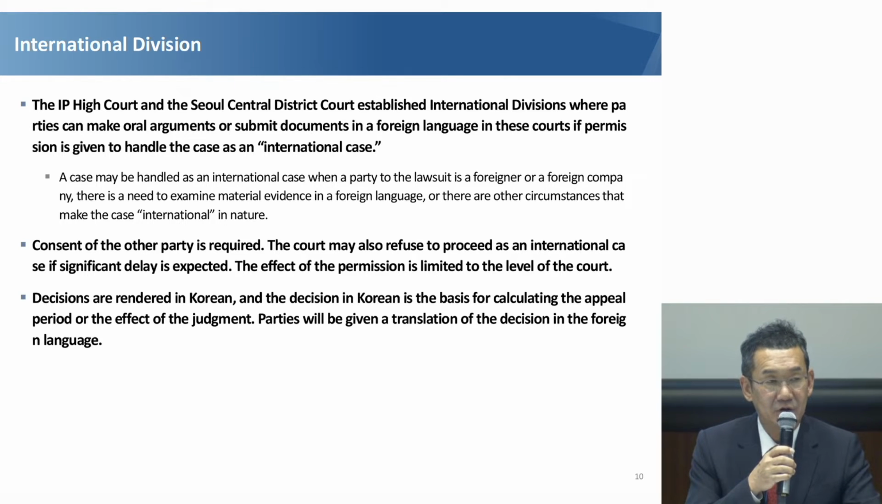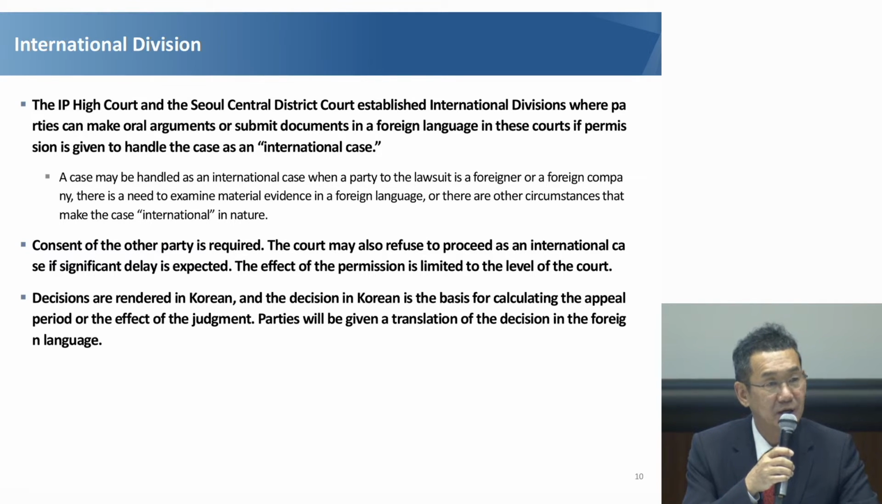However, the consent of the other party, the consent of the plaintiff and defendant, is required. And the court may also refuse to proceed as an international case if significant delay is expected. However, I think this is a very good opportunity for foreign companies to have a more speedy and fair trial before the Korean court.